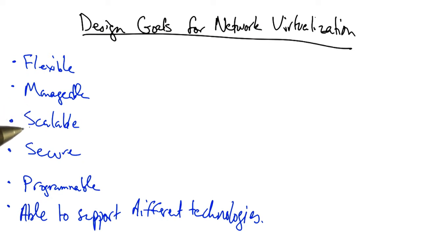They should be scalable, maximizing the number of coexisting virtual networks. They should be secure by isolating the different logical networks from one another. They should be programmable, and they should be heterogeneous in the sense that they should support different technologies.